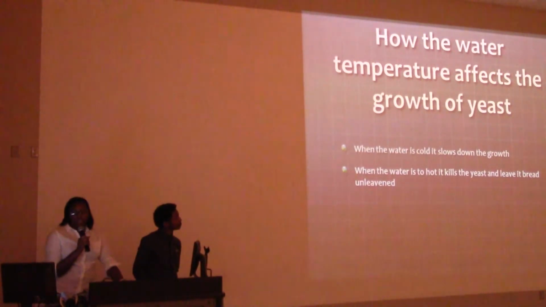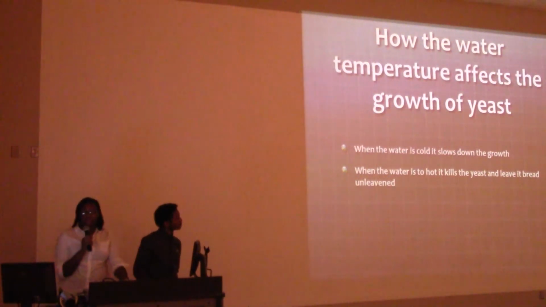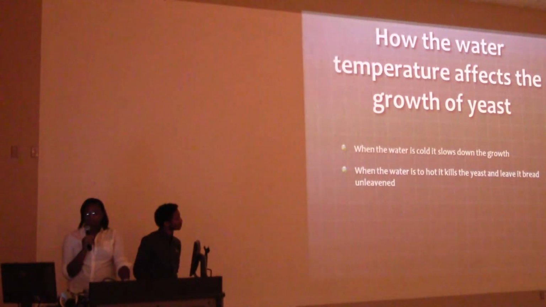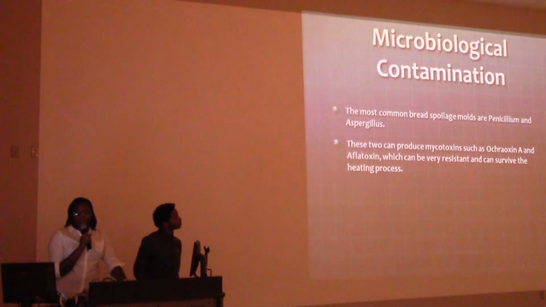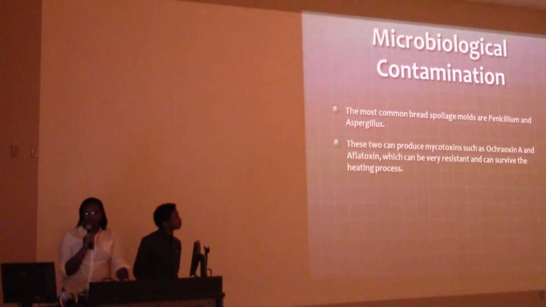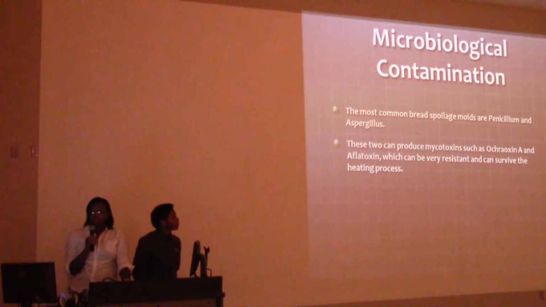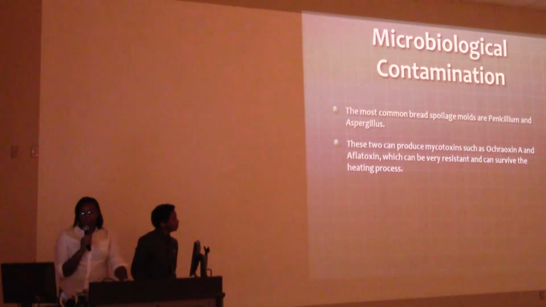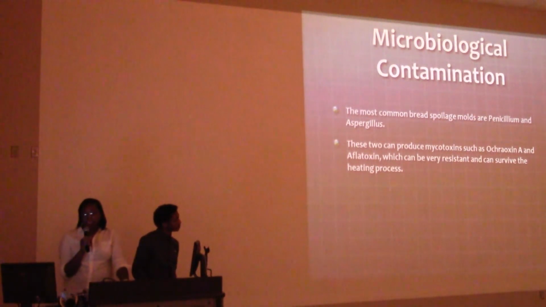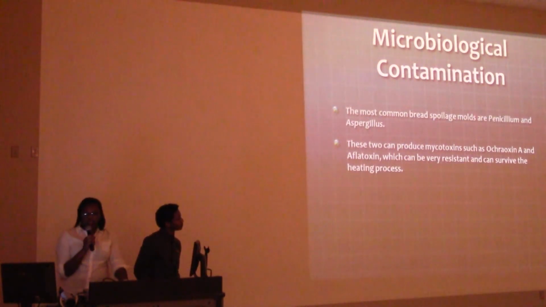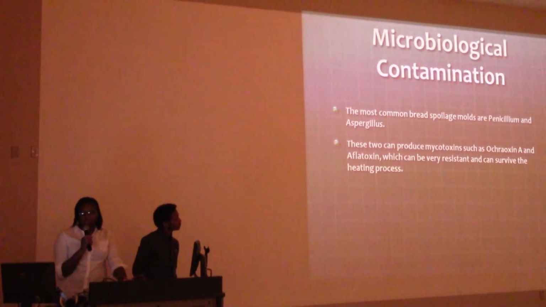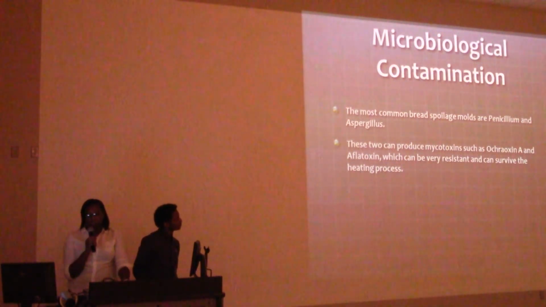How the water temperature affects the growth of yeast. When the water is cold, it slows down the growth, and when the water is too hot, it kills the yeast and leaves the bread unleavened. The microbial contaminations: the most common bread spoilage molds are Penicillium and Aspergillus. These two produce biotoxins such as ochratoxins and aflatoxins, which can be very resistant and can survive the heating process.